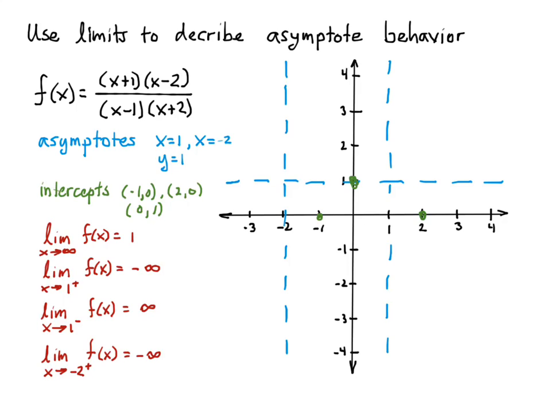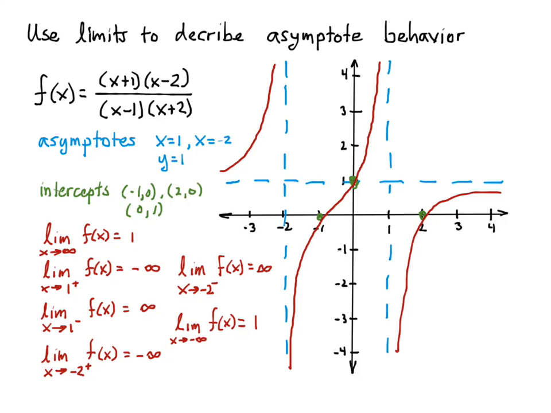And then as we go to the asymptote of negative 2, if we come from the left, it goes to negative infinity. From the right, it goes to infinity. And then, of course, the last one that we have is that x goes to negative infinity, and we'll get closer to our asymptote of 1. So if I were to draw all the lines in, we're going to go through our intercepts. That gives us a clue as to where we're going to be with these.